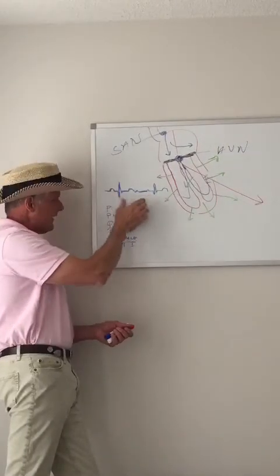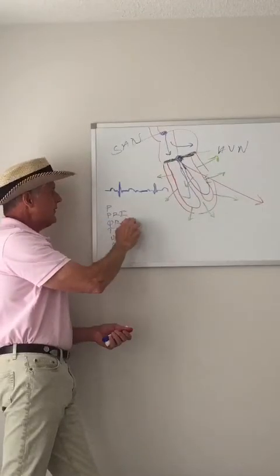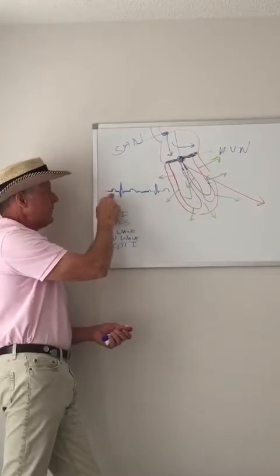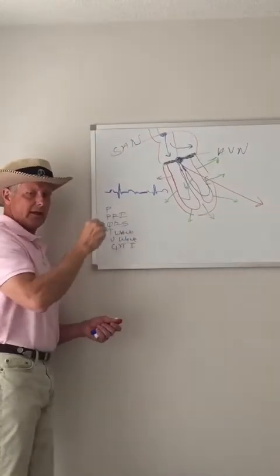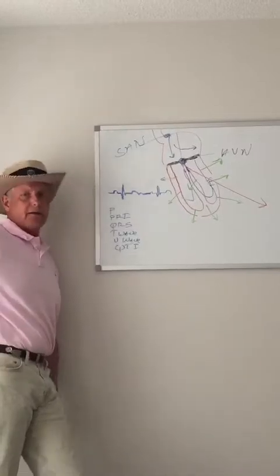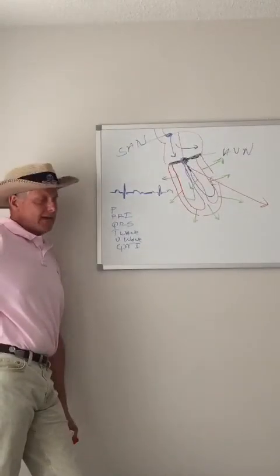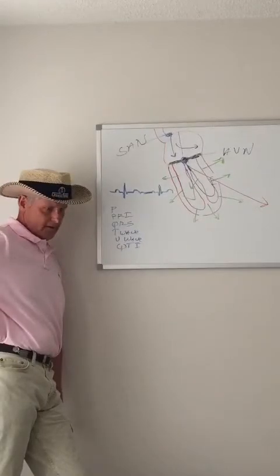So this is one cardiac cycle right here. I wrote in here too, the time from the beginning of the P wave to the beginning of the QRS is called the PR interval. If anything is an interval, you have to measure it. Why do you have to measure? Because an interval can be either too long or too short.